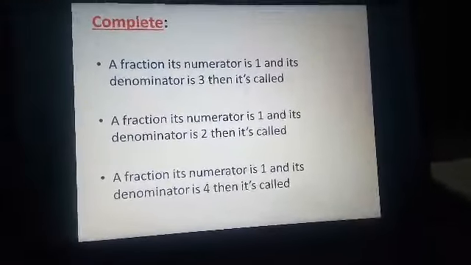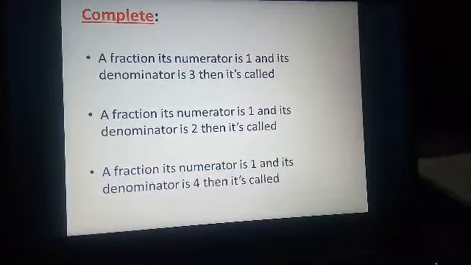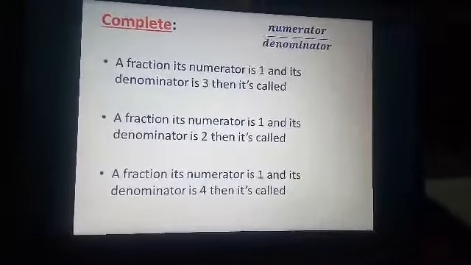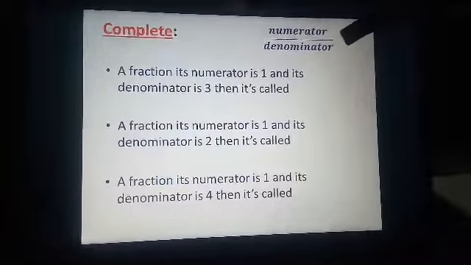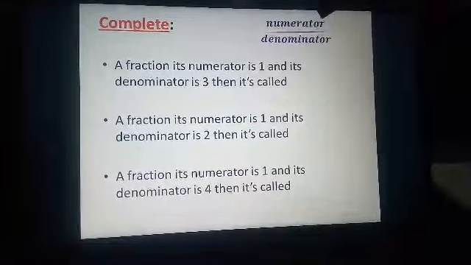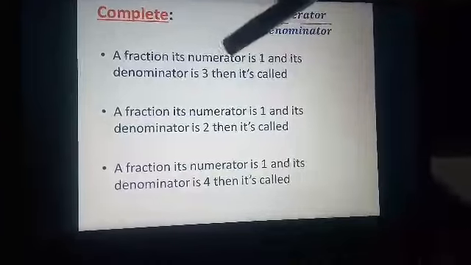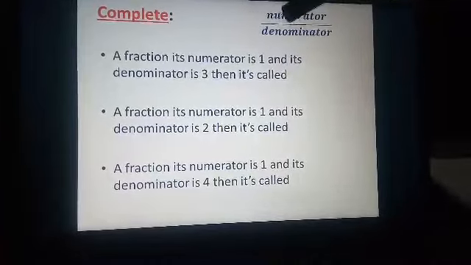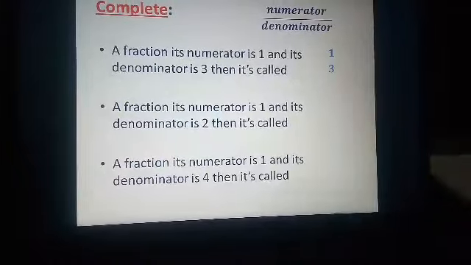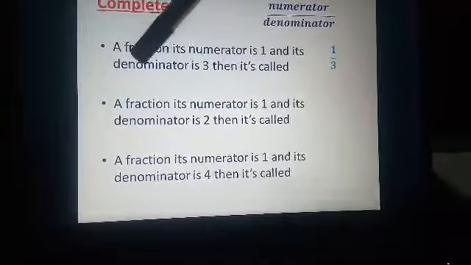Complete. A fraction, its numerator is 1 and its denominator is 3, then it's called what? I will make a small line and I will write up the number of numerator and I will write down the number of denominator. Here, what's the number of numerator? 1. So I will write up number 1 and I will write down number 3. It will be third. 1 represents the numerator and 3 represents the denominator.